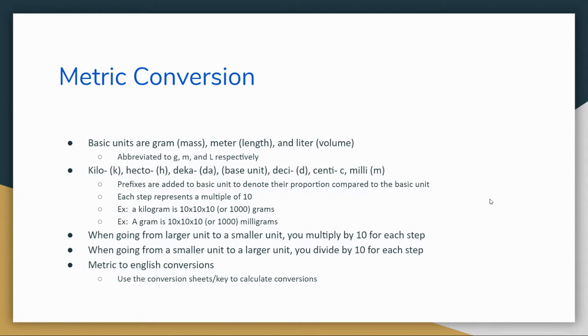When going from larger units to smaller units, you multiply by 10 for each step. When going from smaller to larger, you divide by 10 for each step. Now, last one here, when it talks about metric to English conversions, you'll have to have a conversion sheet. Okay, most of us have to have a conversion sheet. They're not hard to find. I'll give you one. You can find them on the internet pretty quickly. They're in books as well, but it's not a simple measurement or a multiple of 10.